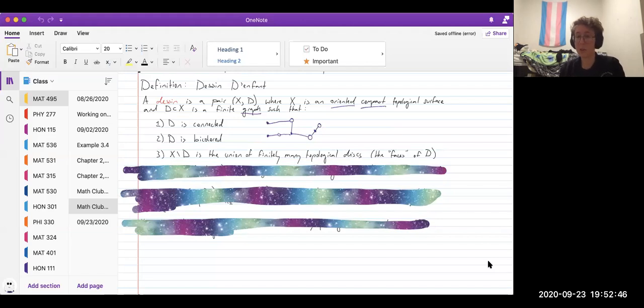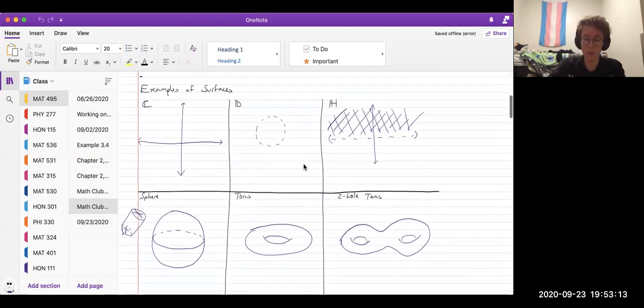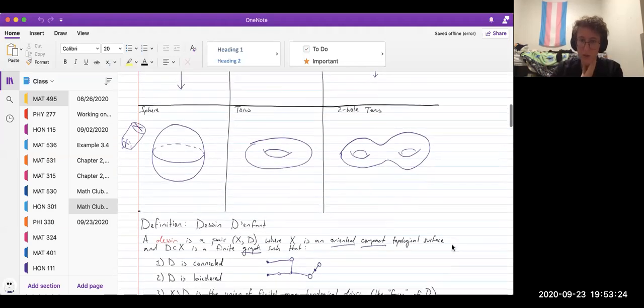And then the third and final condition is that if you take the surface and take away all the points of the graph, what's left over is the union of finitely many topological disks. A topological disk basically means that you can bend or stretch it to look like the unit disk. So it's basically kind of like a face of a surface.